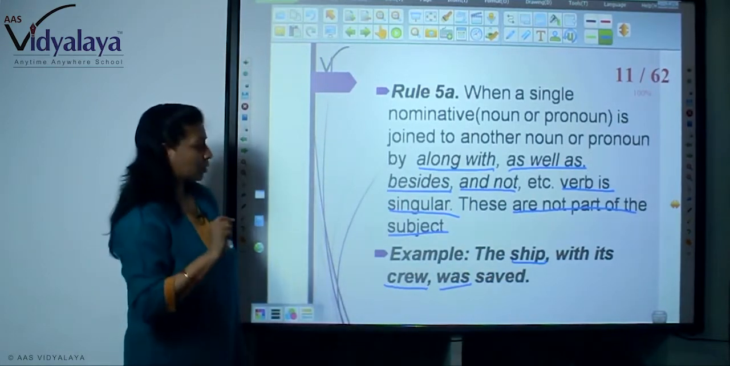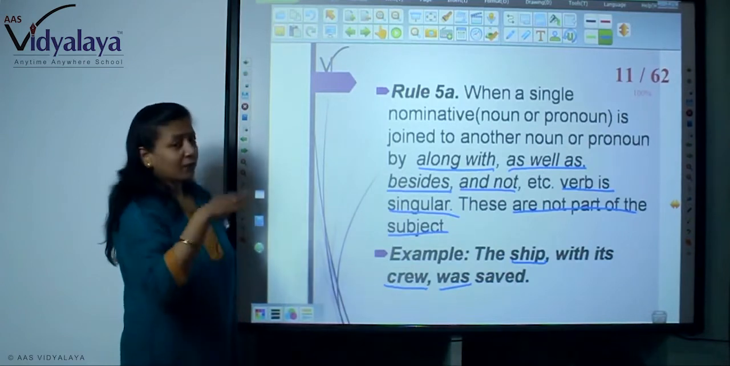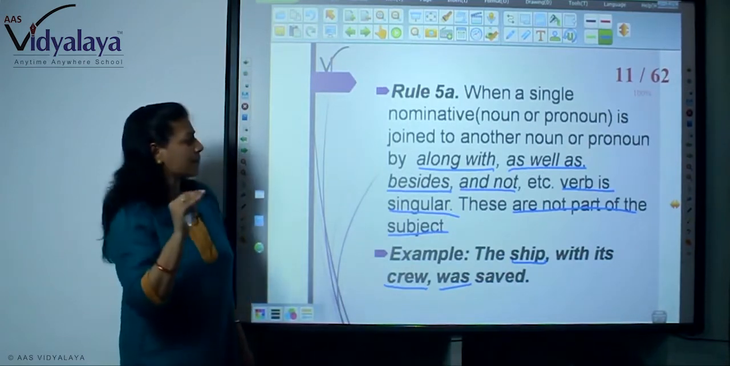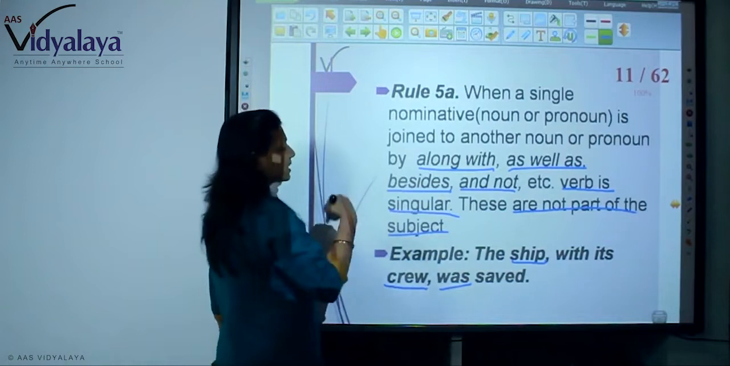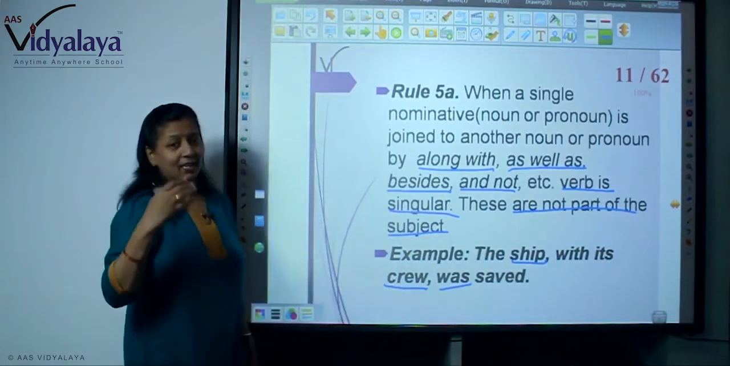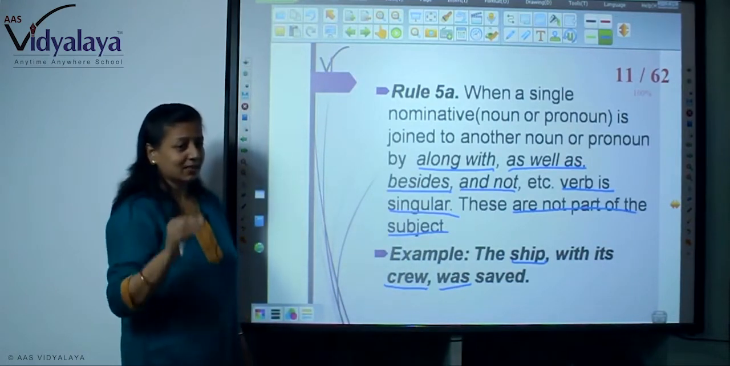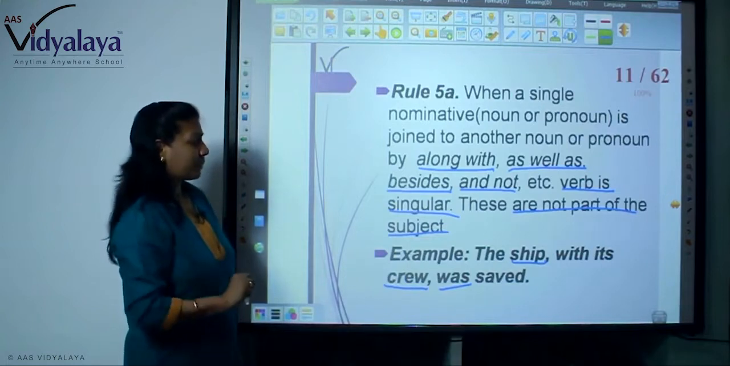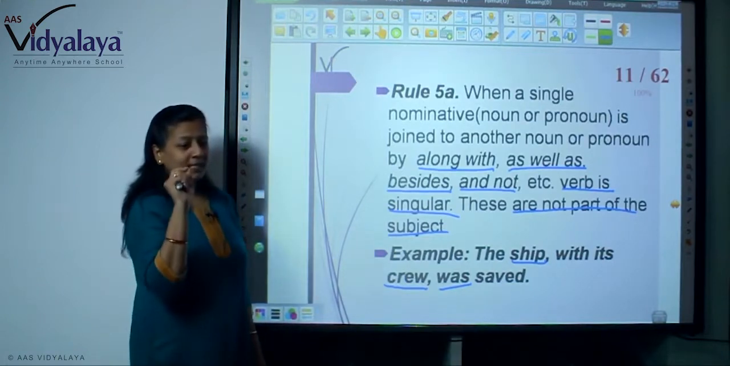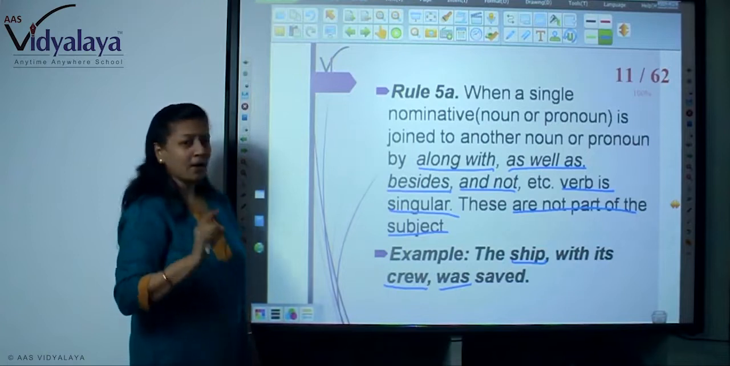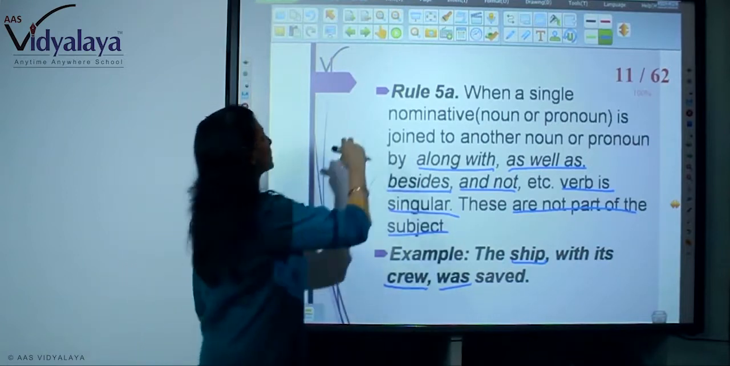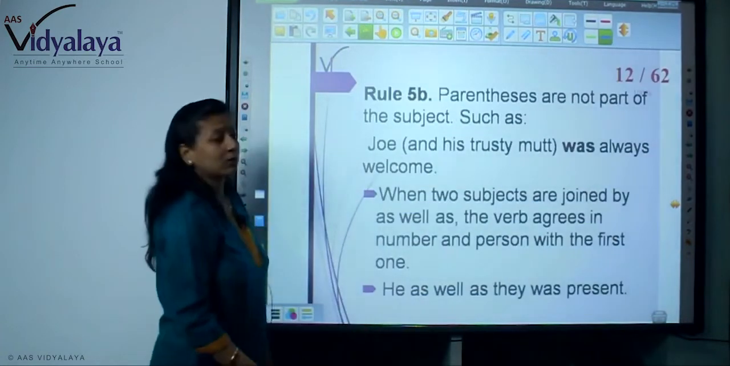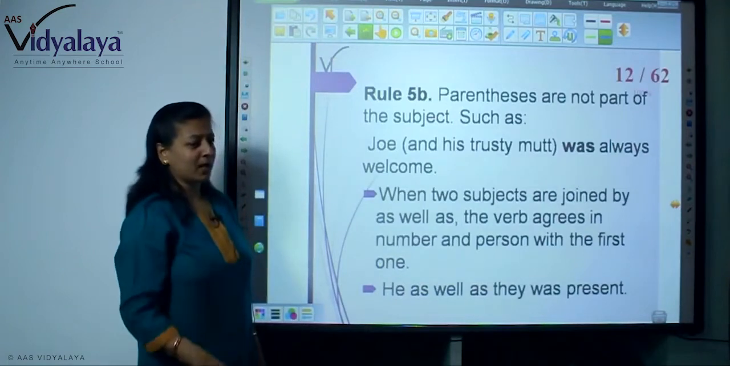Was saved. So many a time we add descriptions with along with, as well as, besides, and not, like that. We add many other things. So we will have to understand the main subject, as these are not part of the subject. Now the same rule applies.